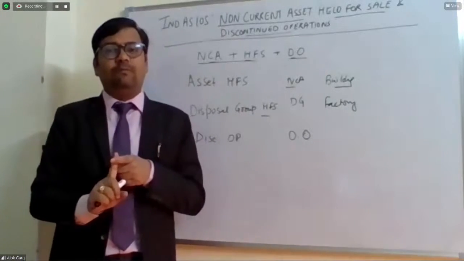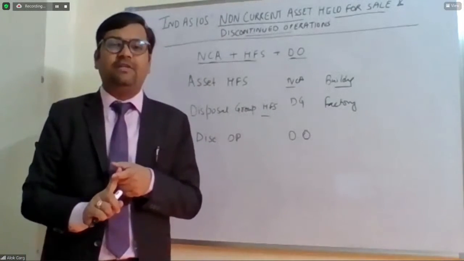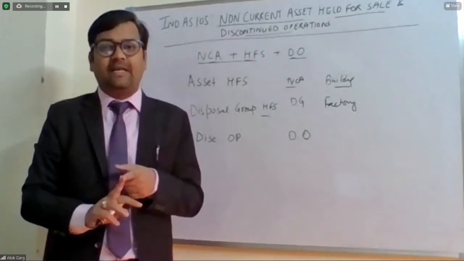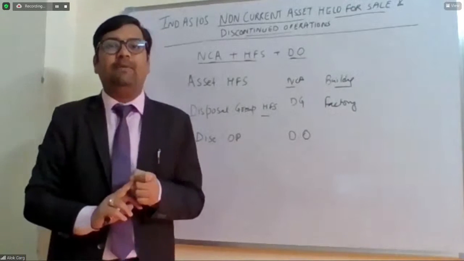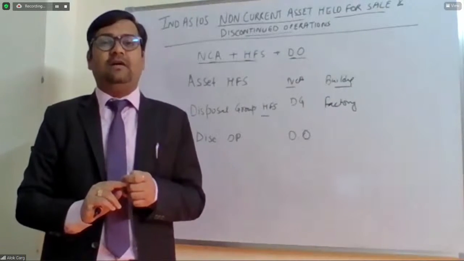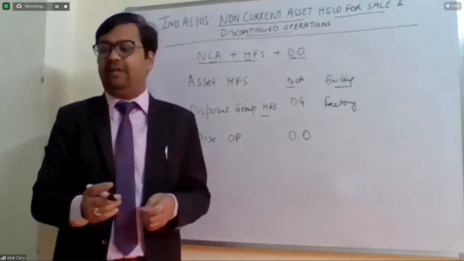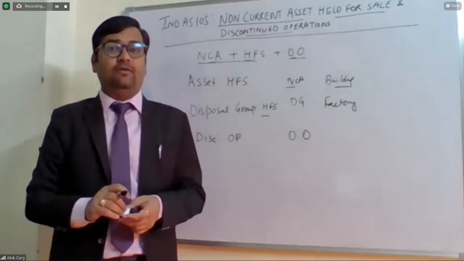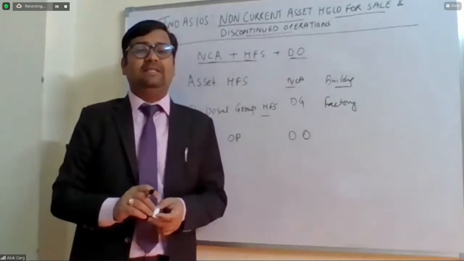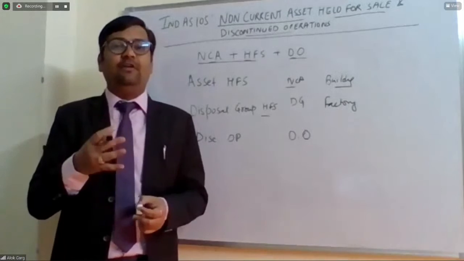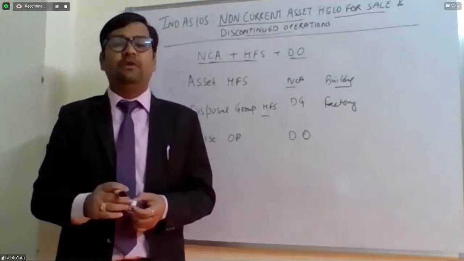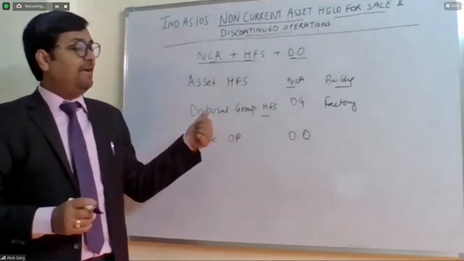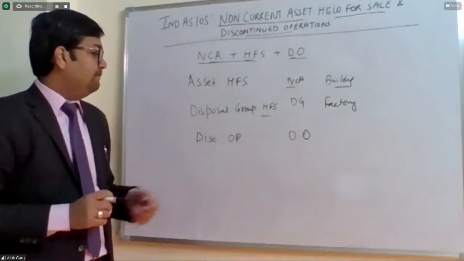In a disposal group, there could be a combination of non-current plus current assets. Second, in a disposal group, there could be some liabilities also. For example, the seller has purchased machinery and taken a loan on that. The seller is saying that if you buy this factory, you have to acquire my loan also. So there is a liability coming in. So this factory is a disposal group held for sale.